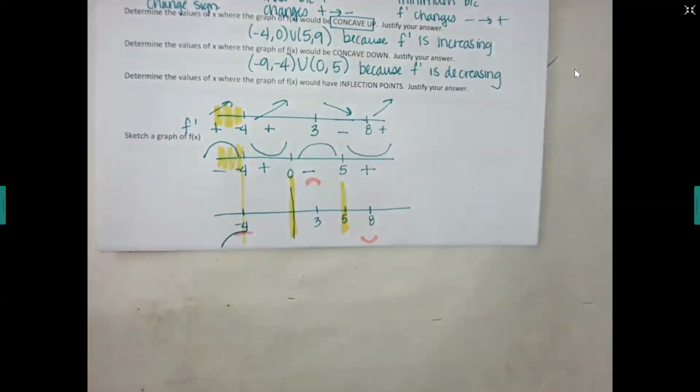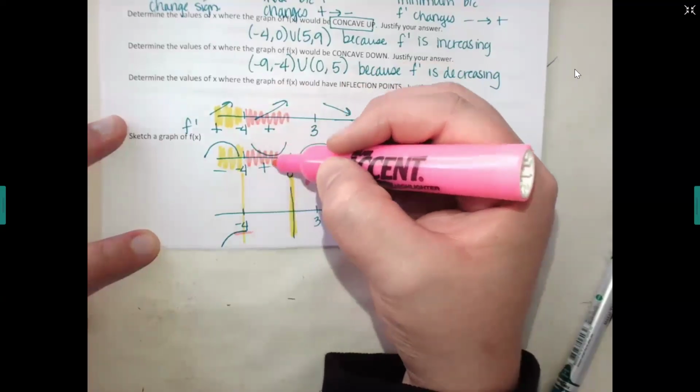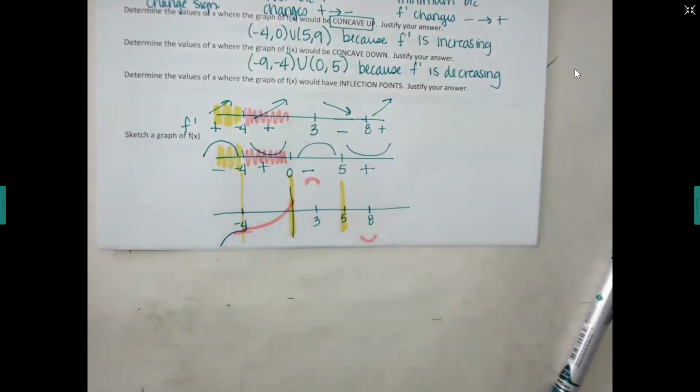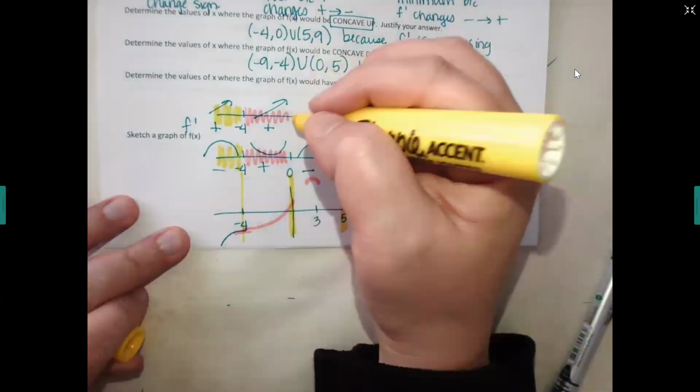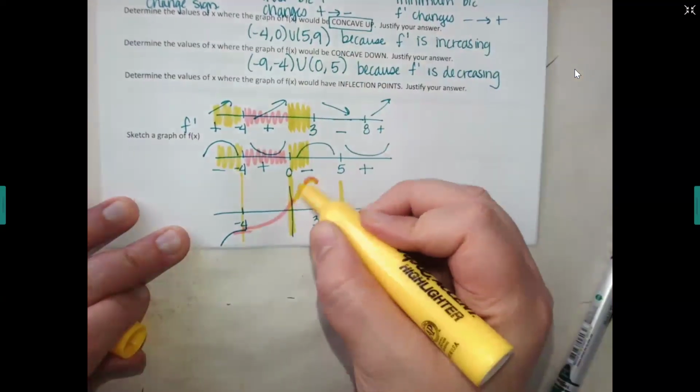Okay, then what happens from -4 until 0? Increasing how? Up. So it'd be like that. Okay, then from 0 to 3, I'm going to keep increasing, but what switches? Concave down. So I'm going to keep going uphill, but I'm going to change the bend so that it goes this way.